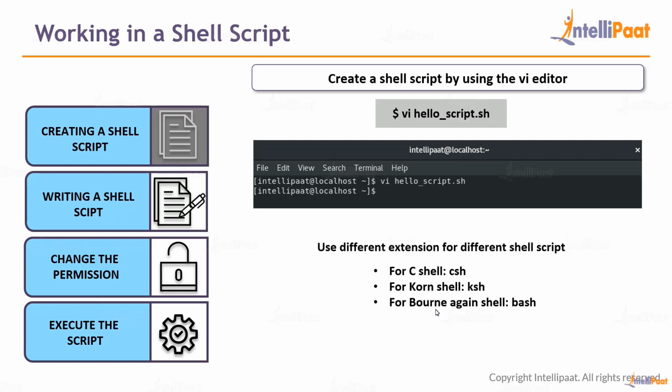Going back, you can see at the bottom, use different extensions for different shell scripts. For C shell, use csh. For Korn shell, use ksh. For Bourne Again shell, use bash. It's not the case all the time, but you can enter them.